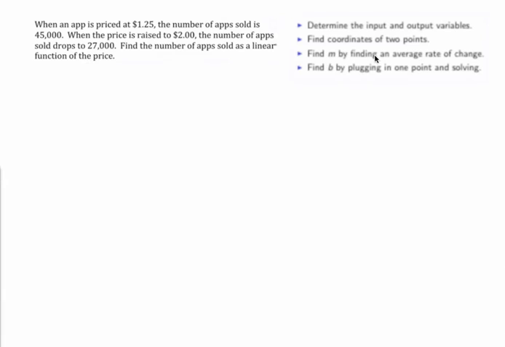We wanted to talk about the input and output variables. That is really clued into us by the last sentence. So see, we have the number of apps sold as a linear function of the price. Whatever follows that "function of," that's our input. I'll go ahead and call that x. And I'll be sure to talk about the fact that it's measured in dollars.